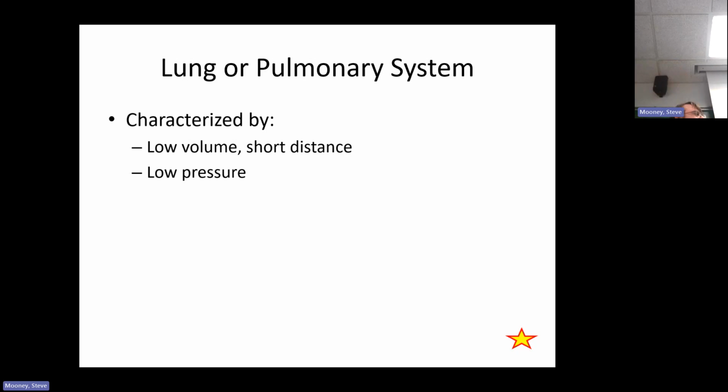We look at the lung or pulmonary system. It's characterized by low volume, short distance, and low pressure. So we're going from the heart to the lungs and back. It doesn't require a lot of pressure differences to get that done. It's all inside the thoracic cavity, so that gets done very quickly. We have a short distance to cover.